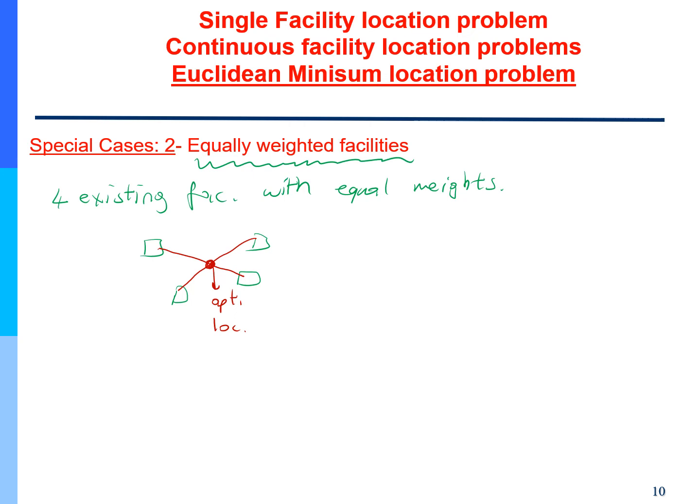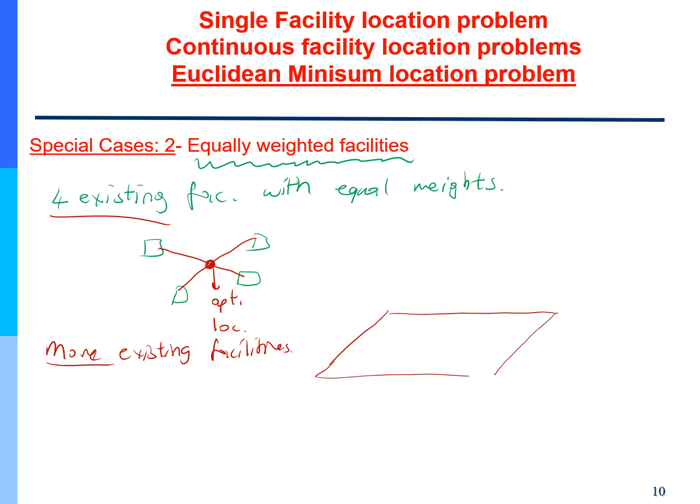But if there are more than four existing facilities, how can you find it? Even if it is four or less, you can still use this procedure. So what can you do? Assume we want to locate a new facility in Muscat. Take a table. These are the legs of the table. And then put the map of Muscat on this table.